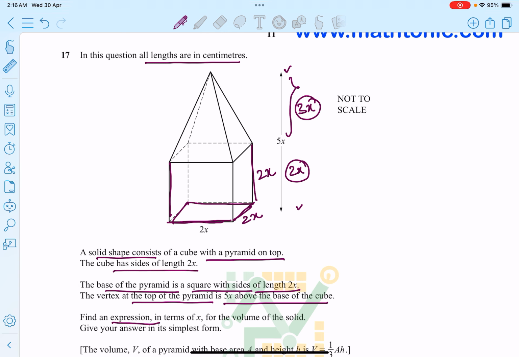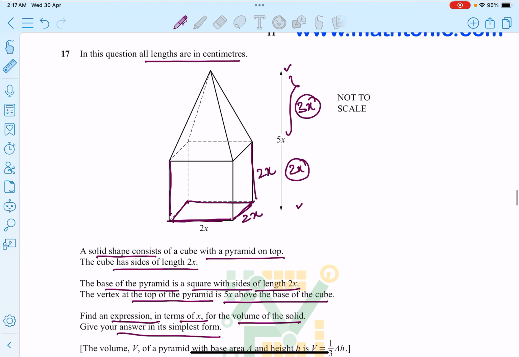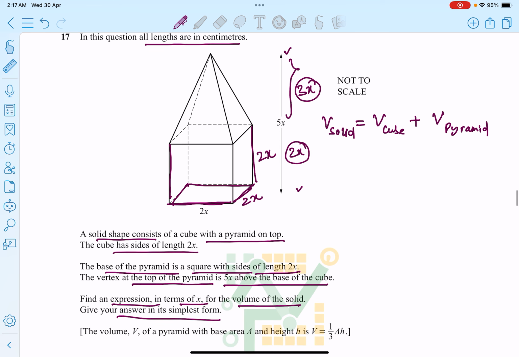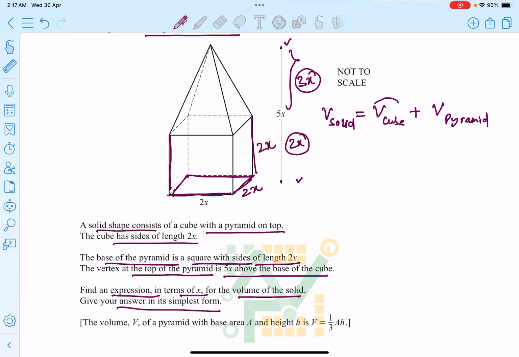Find the expression in terms of x for the volume of the solid. Give the answer in simplest form. Okay, let's start. The volume of the solid equals the volume of the cube plus the volume of the pyramid. What is the formula for the volume of a cube? Length times width times height, and they are all the same: 2x times 2x times 2x.